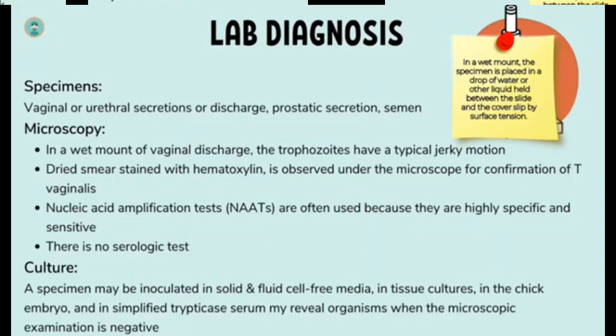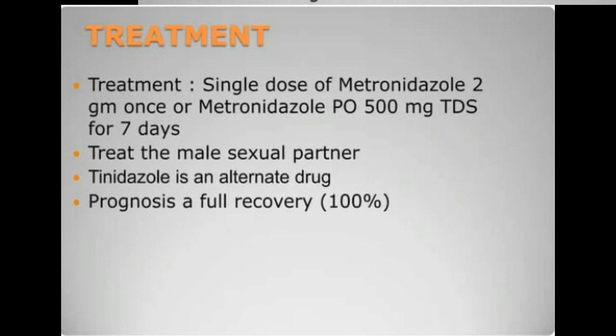There is no serologic test. Serologic means the blood test. Culture: a specimen may be inoculated in solid or fluid cell-free media, in tissue cultures, or in the chick embryo, and simplified trypticase serum may reveal the organism when the microscopic examination is negative. Our takeaway point is that in a wet mount, the specimen is held between the slide and the coverslip by surface tension.